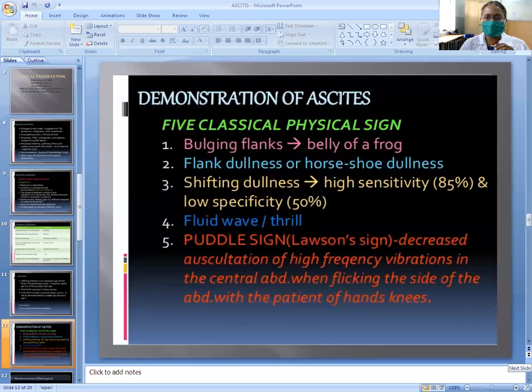So these are the five classical physical signs to demonstrate ascites. You should know: abdomen is distended, flanks are full. Then there is dullness in the flank, that is horseshoe dullness. Positive shifting dullness, fluid thrill present, and puddle sign for a small amount of fluid.